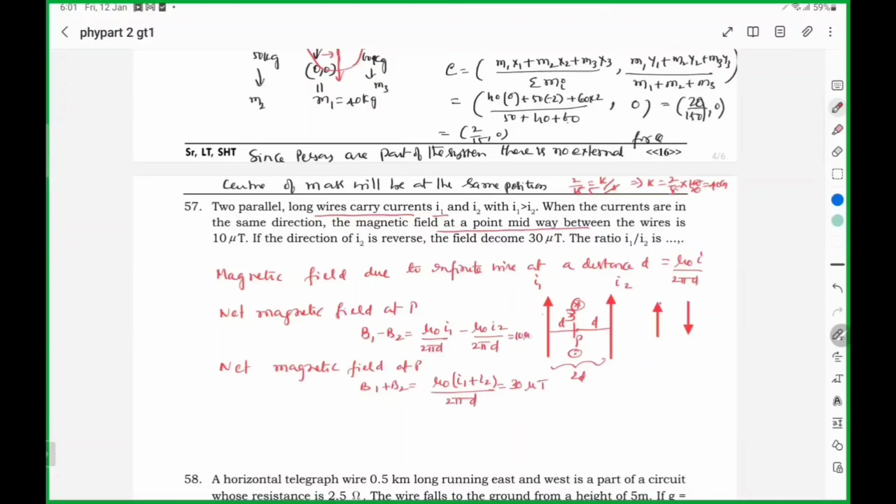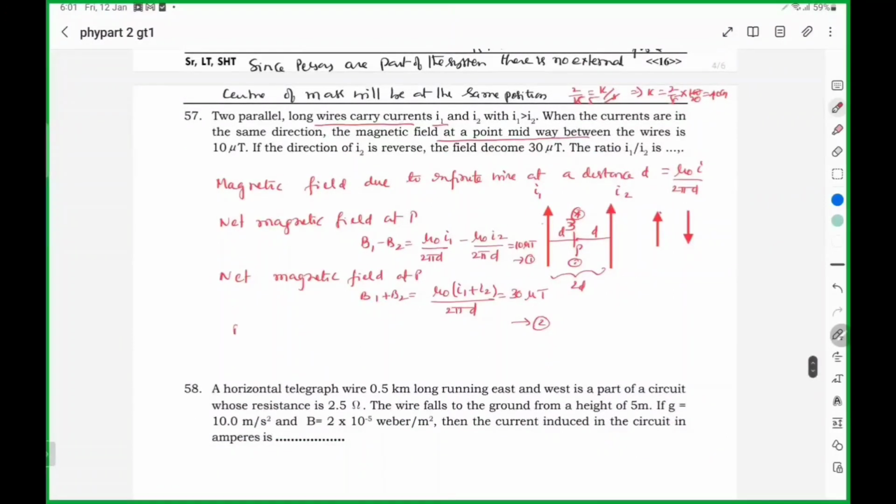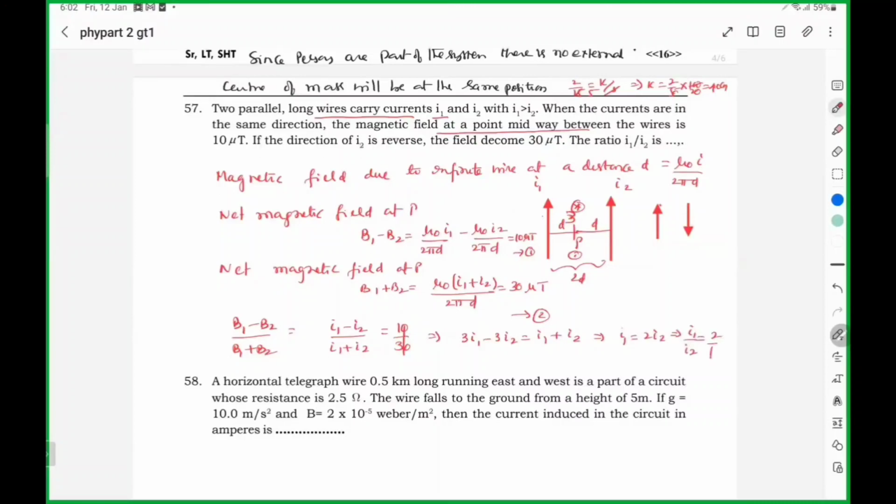Here it is. So B1 minus B2 by B1 plus B2 is I1 minus I2 by I1 plus I2, which is 10 by 30. After simplification, this gives 3I1 minus 3I2 equals I1 plus I2. So here I1 is 2I2, and I1 by I2 is 2.